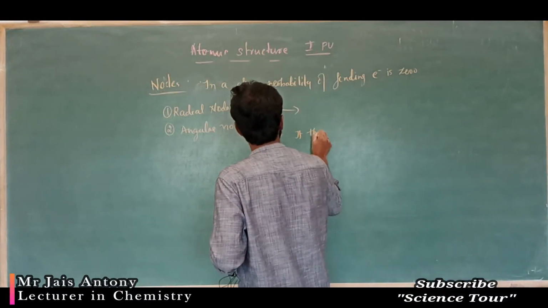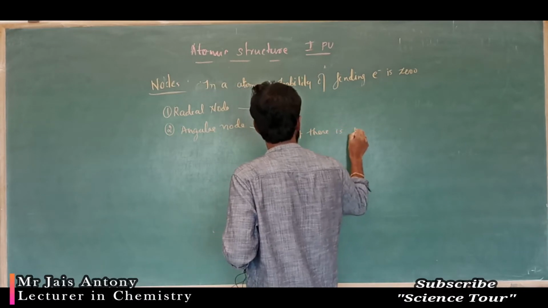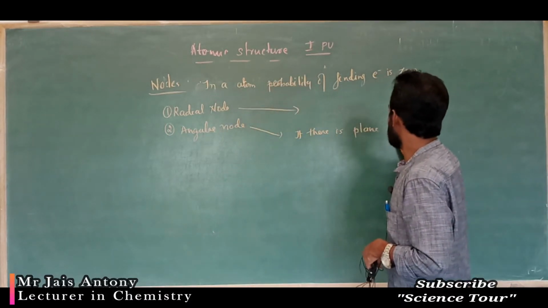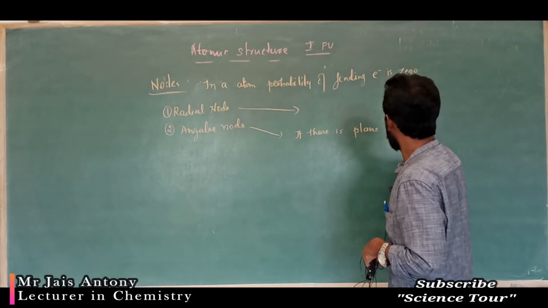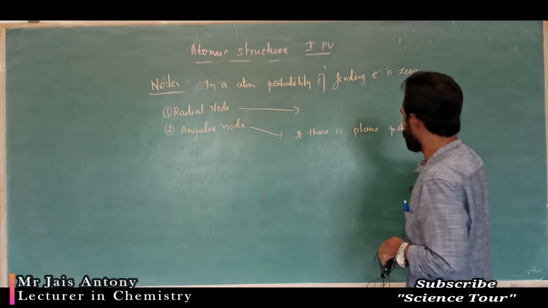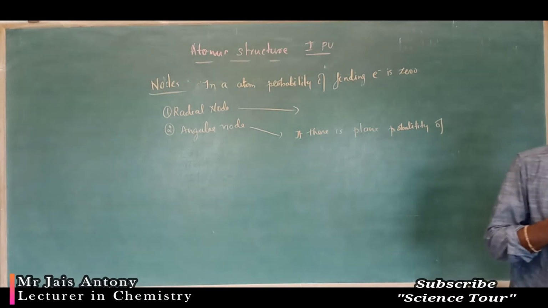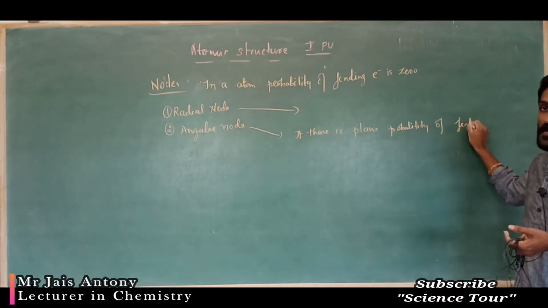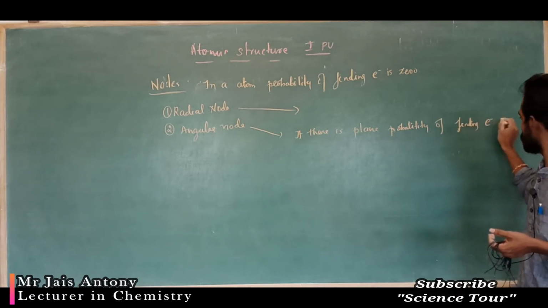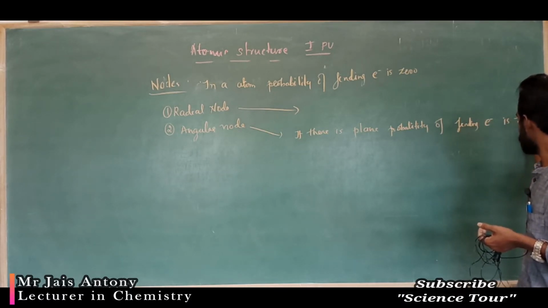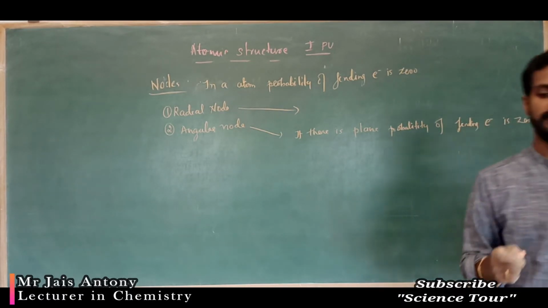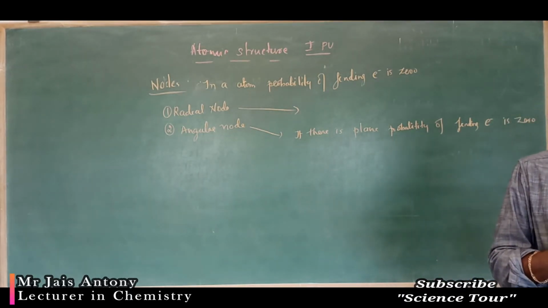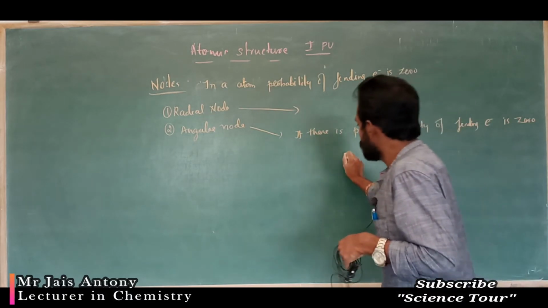If there is a plane where the probability of finding an electron is 0, it is called an angular node. I will explain, my dear students, don't worry.